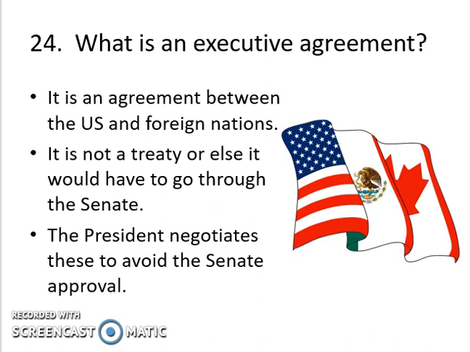Presidents like executive agreements because they don't have to get the Senate to approve them. If it's a treaty, the Senate has to approve it. And sometimes the Senate gets funny about treaties.